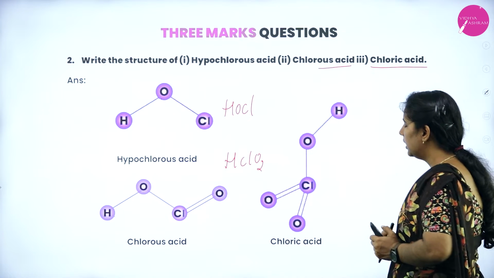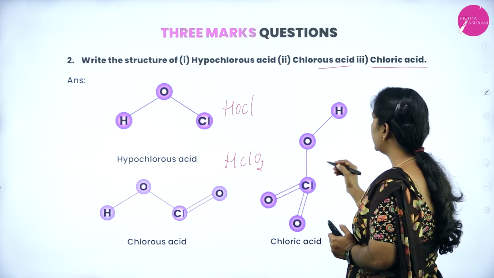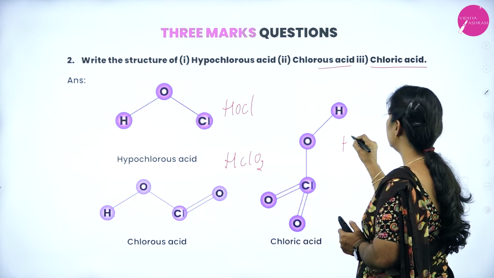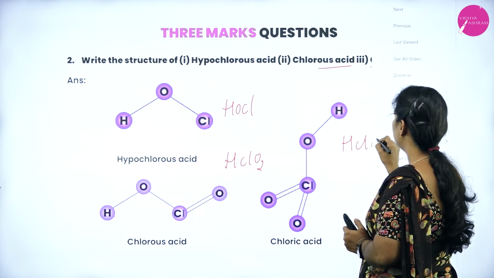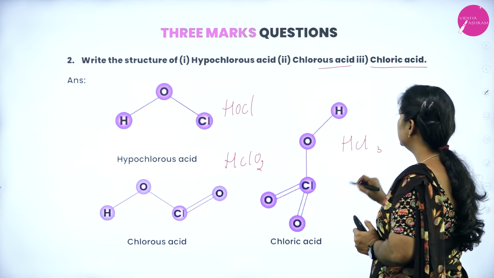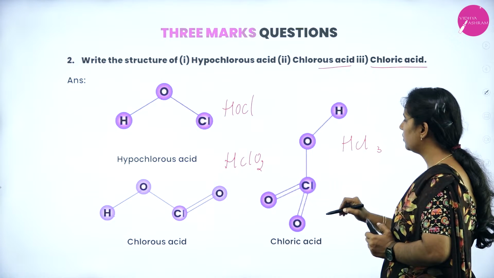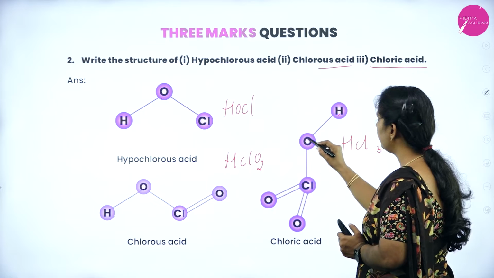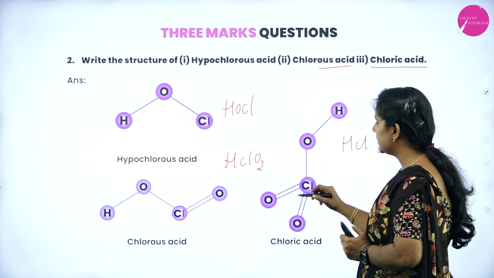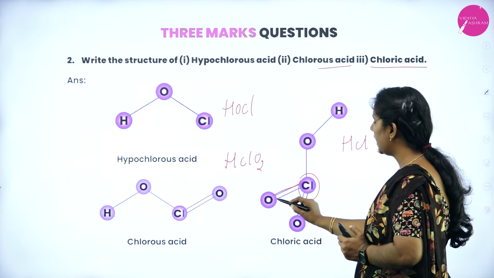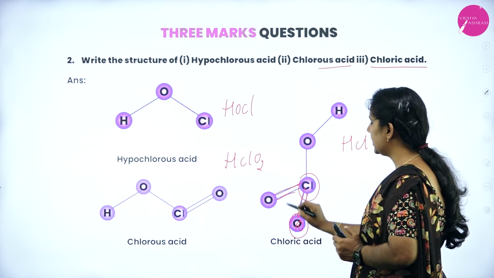Whereas chloric acid is HClO3. So you can see that between the hydrogen and the chlorine, we have a single bonded oxygen atom, but the chlorine is bonded to 2 other oxygen atoms.